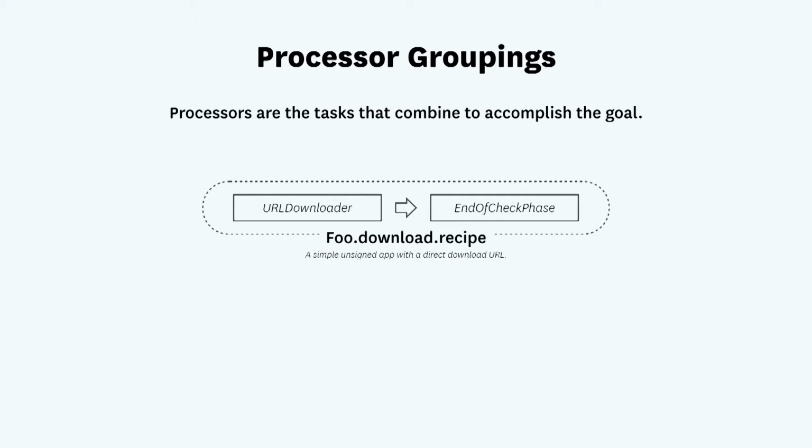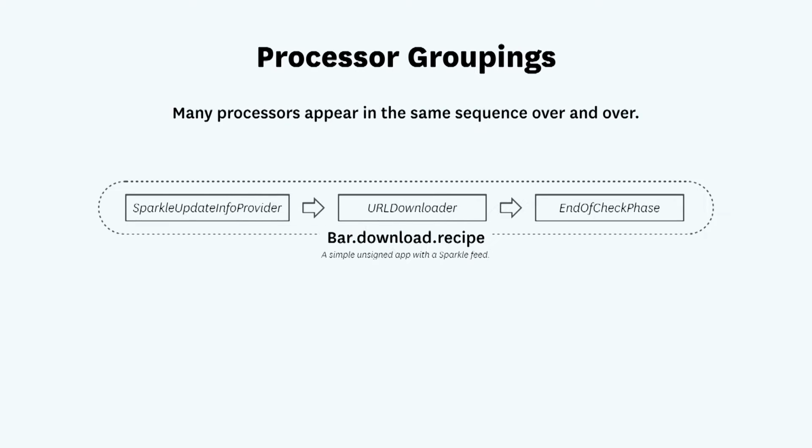So there are some common processor groupings that occur. This is another pattern that you'll see in AutoPkg recipes. URL downloader is typically always followed by the end of check phase. And most download recipes that have a direct download URL, that's it. If it's a simple unsigned app, you'll simply just see URL downloader and end of check phase. Here's an example of an unsigned app with a Sparkle feed. Notice it's got the same URL downloader and end of check phase, but feeding into URL downloader is Sparkle update info provider, which gives the URL to the URL downloader.